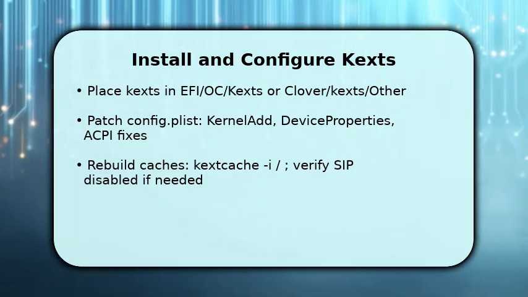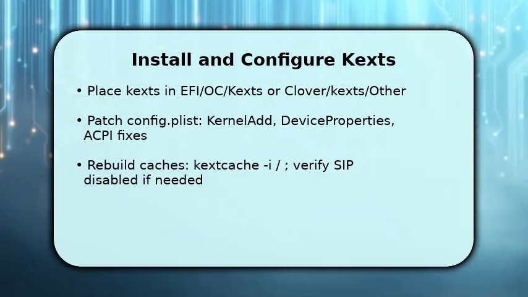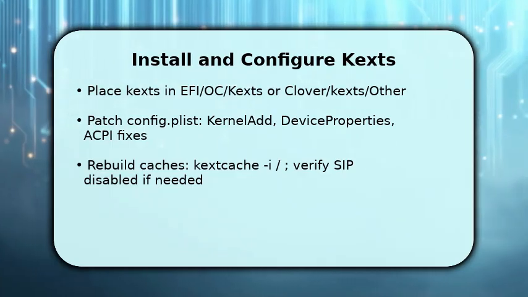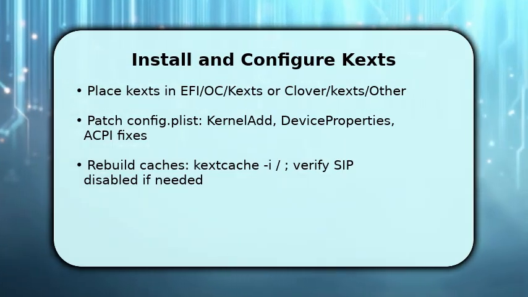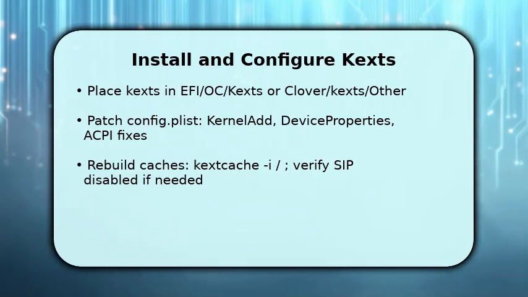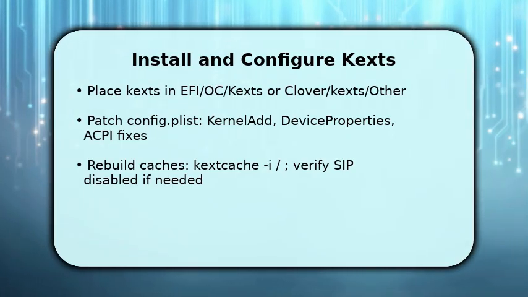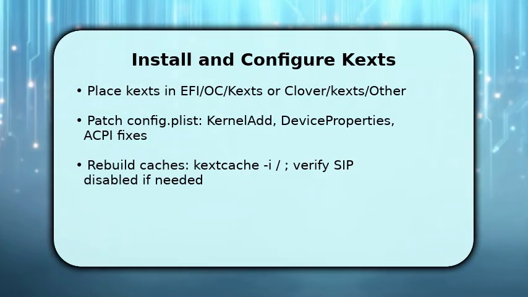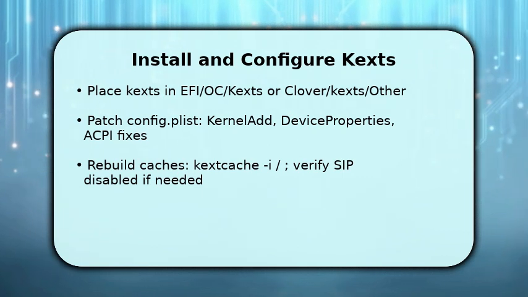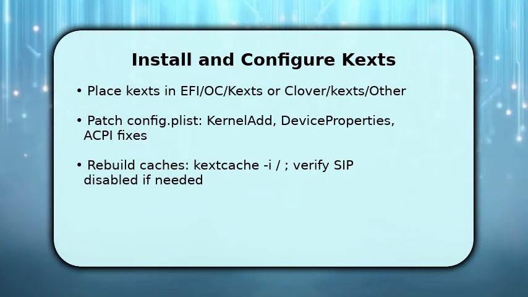Then edit config.plist. Add kernel add entries, inject device properties if necessary, and apply ACPI patches so the system recognizes the card. Once configured, rebuild KEXT caches and reboot. Rebuilding ensures macOS picks up the new files. Make sure System Integrity Protection is adjusted per guide, because SIP can block unsigned KEXTs.